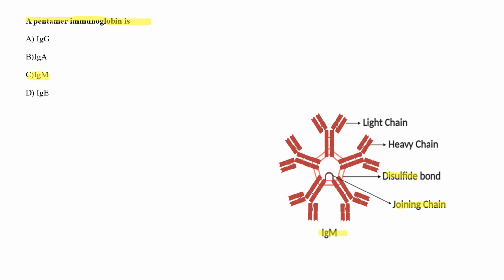Other than a pentamer, it also acts as the first line of host defense against the infections and also provides the activation of complement system on binding to the antigen. So our correct option is option number C, IgM.